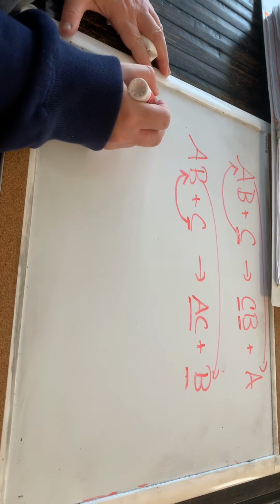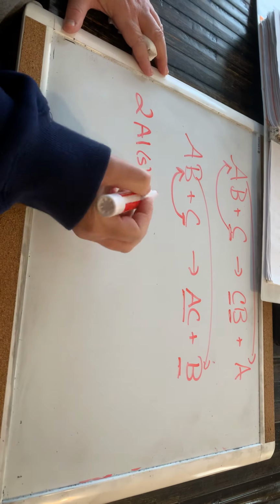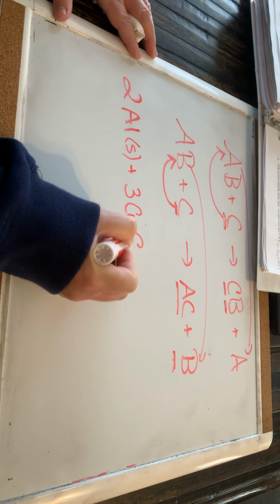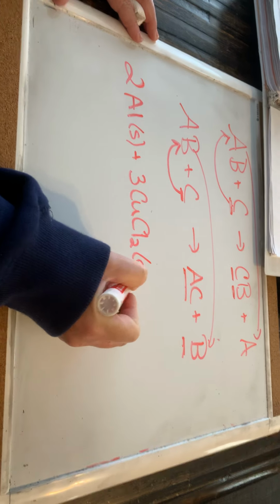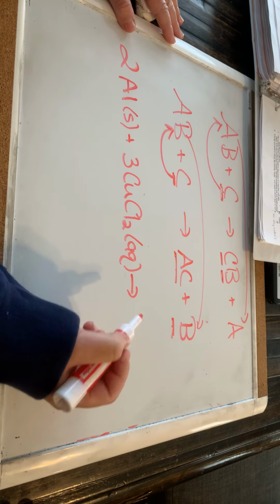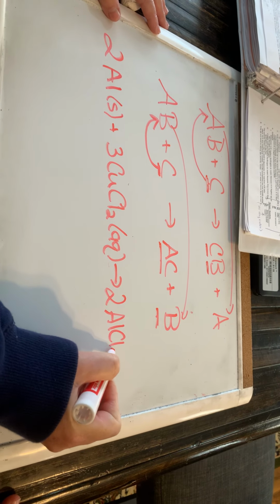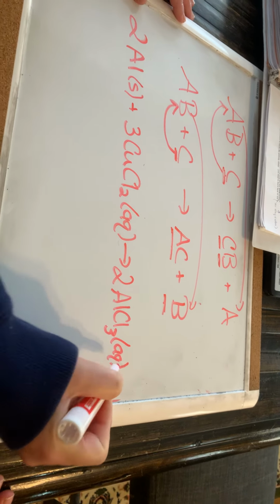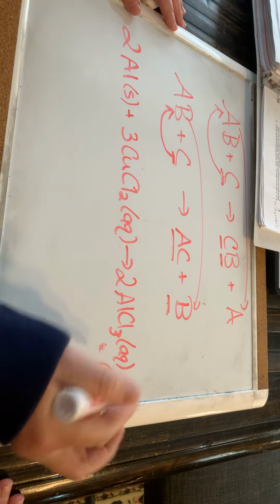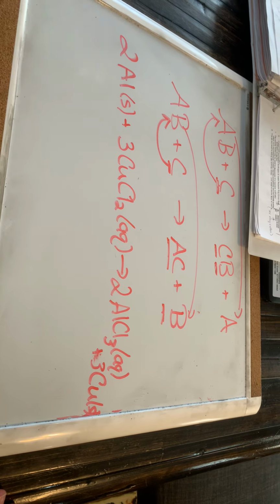So let's say we have 2Al, and Al is a solid because it's by itself, and it's aluminum, and it's a metal. Metals are solids. Plus 3CuCl2, and that's aqueous because it tells you in the next video, you'll know how to figure it out. Yields 2AlCl3, aqueous, plus Cu solid. Sorry, this is 3Cu solid. Balanced, has all of our solids, aqueous, liquids, gases in there.